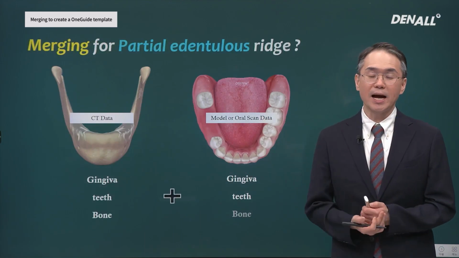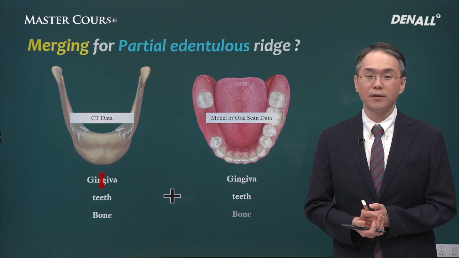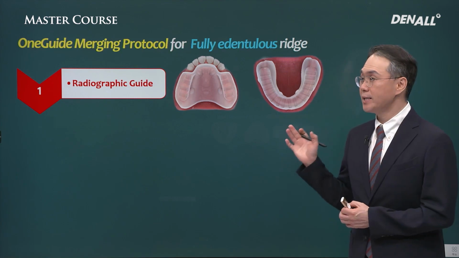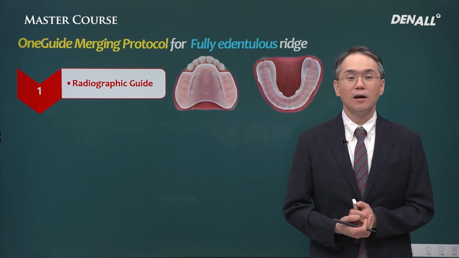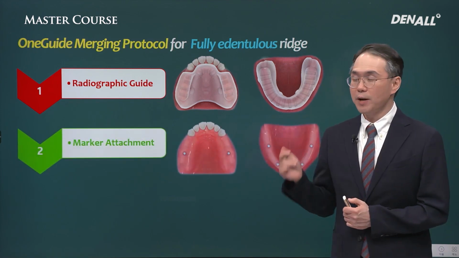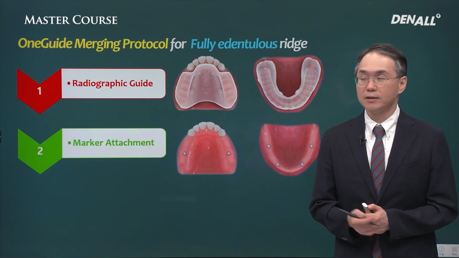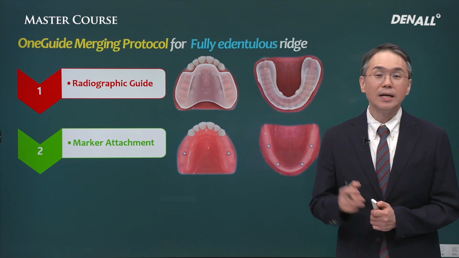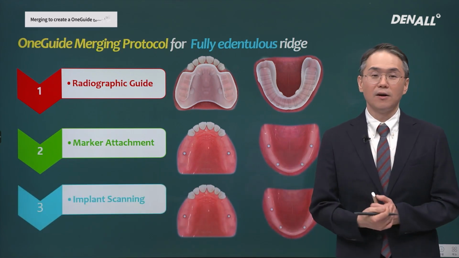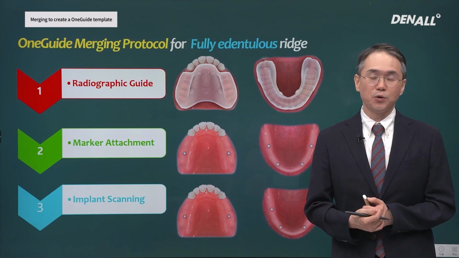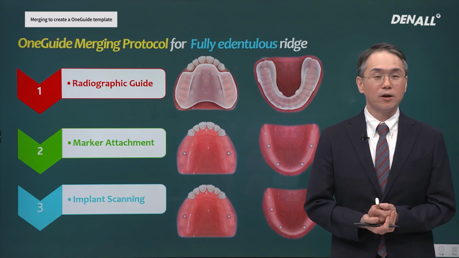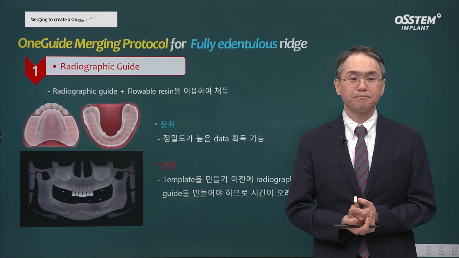As mentioned earlier, if the patient has residual teeth, you can do superimposition on tooth contour, but if the patient has no teeth, you can't do that. There are a couple of merging protocols in Osstem. First, you can use a radiographic guide. Second, you can use a radiographic marker directly on the gingiva, or you can place an orthodontic screw on the alveolar ridge and add a radiopaque marker on top.